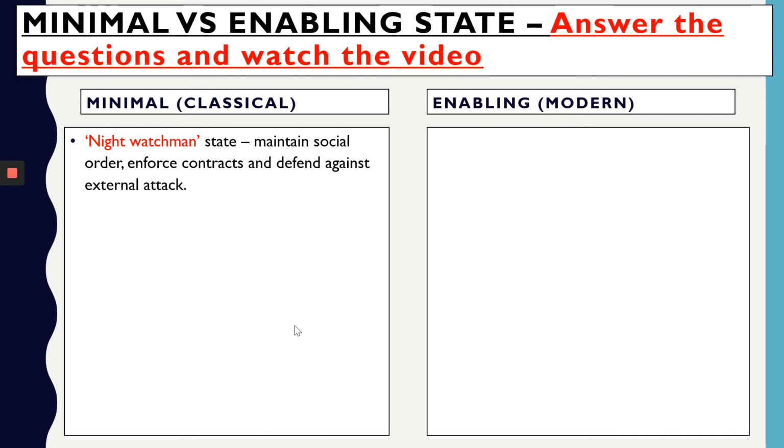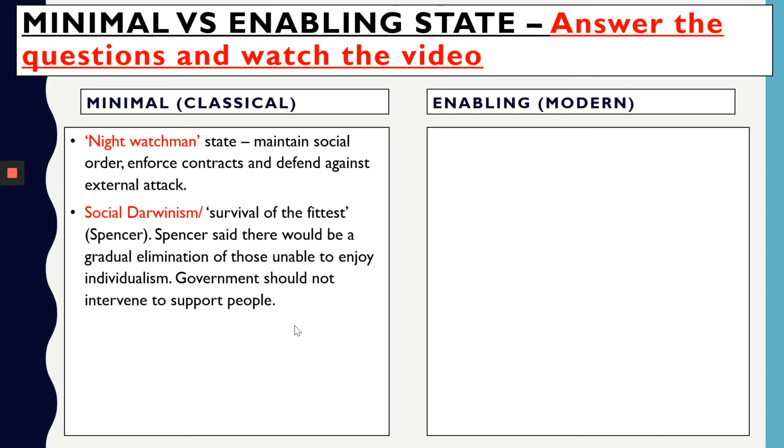We should have a state that is like a night watchman to make sure that we don't fight each other, make sure that we all abide by any contracts that we've made with each other, and to defend us against external attacks from outside of the country. Classical liberals also advocate social Darwinism, that concept of survival of the fittest. Spencer said that there would be a gradual elimination of those who are unable to enjoy individualism. So government shouldn't intervene to support those people because eventually, they will die out.